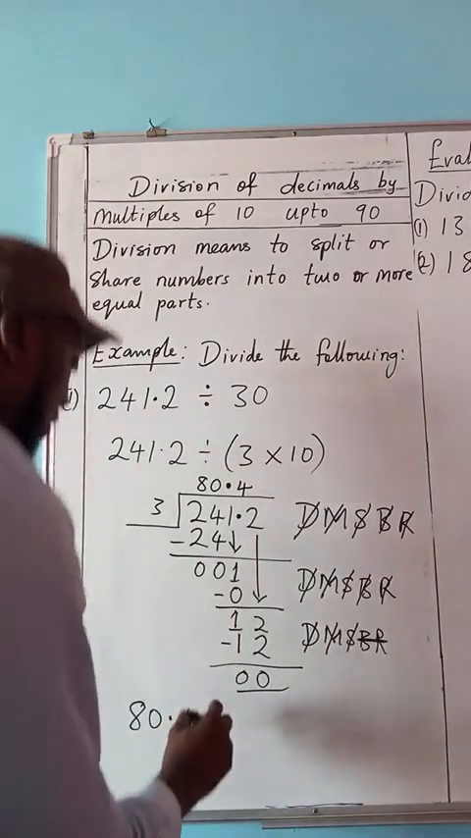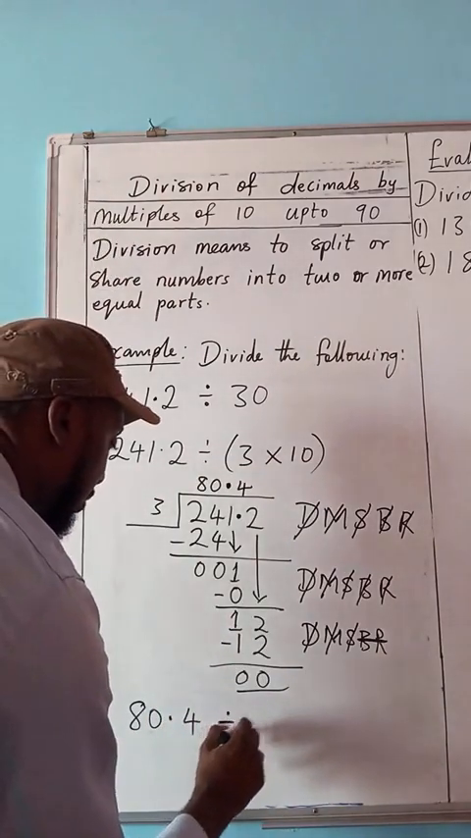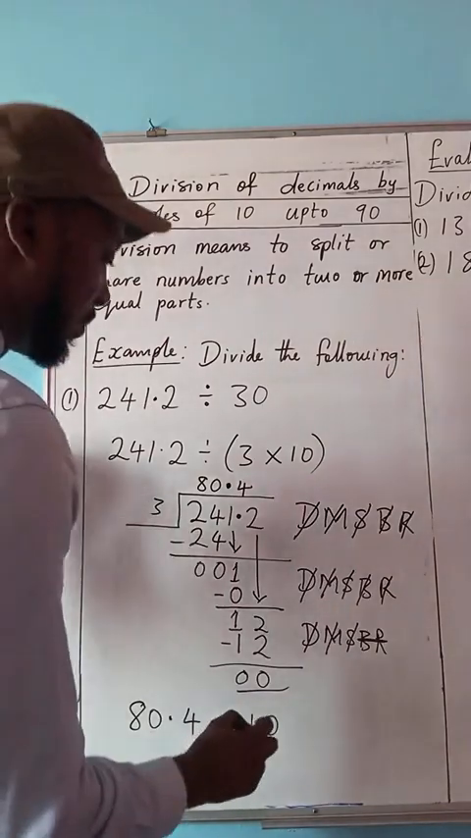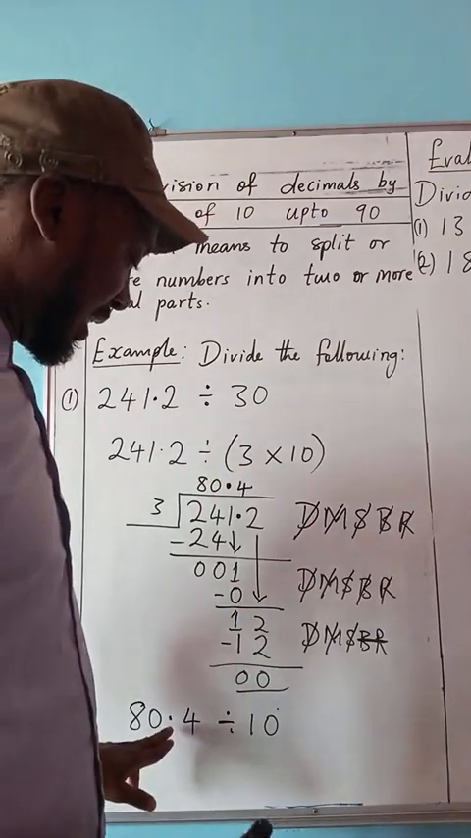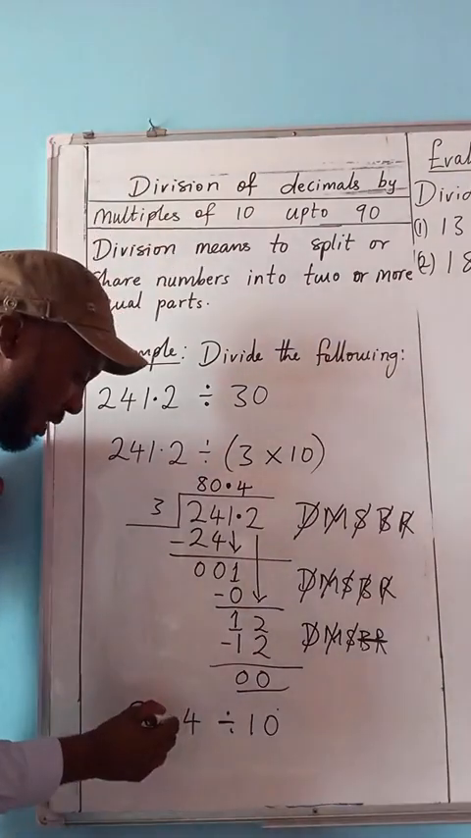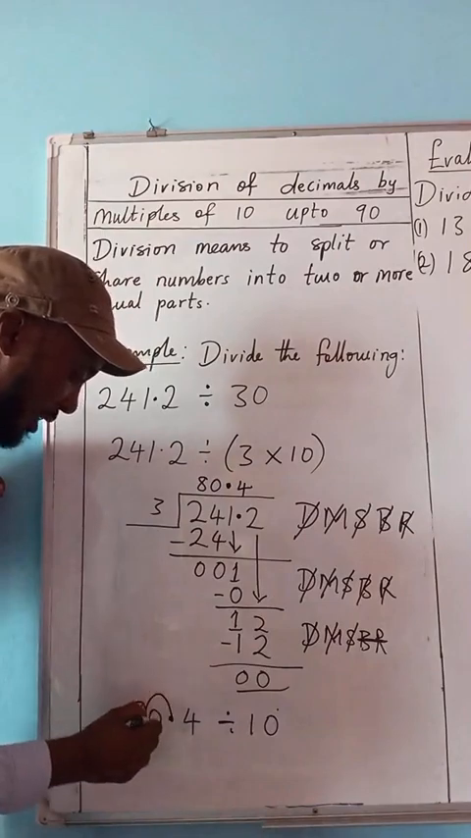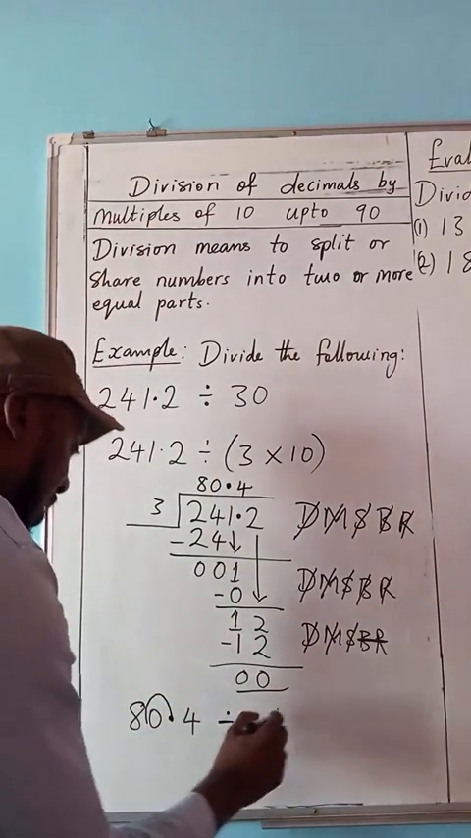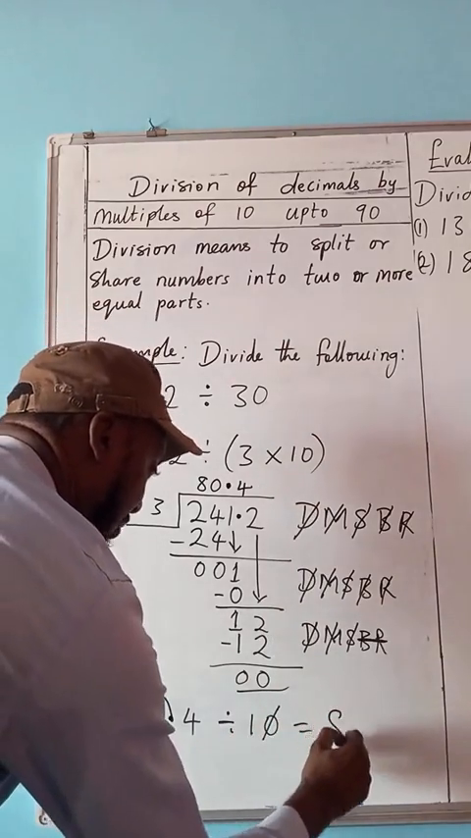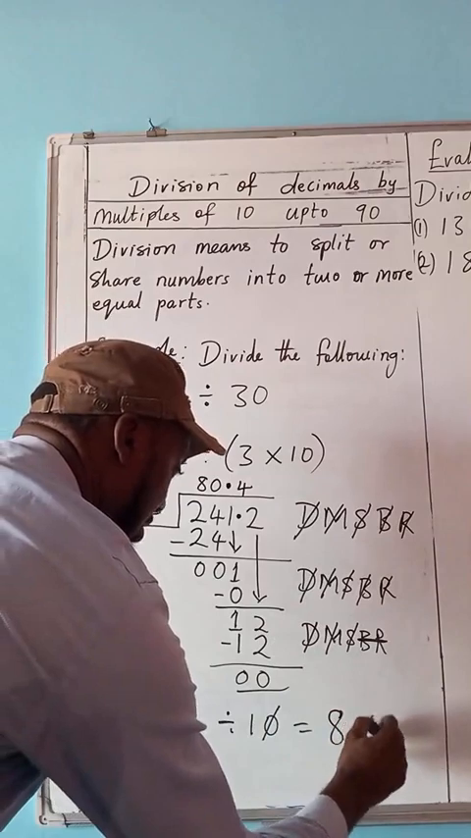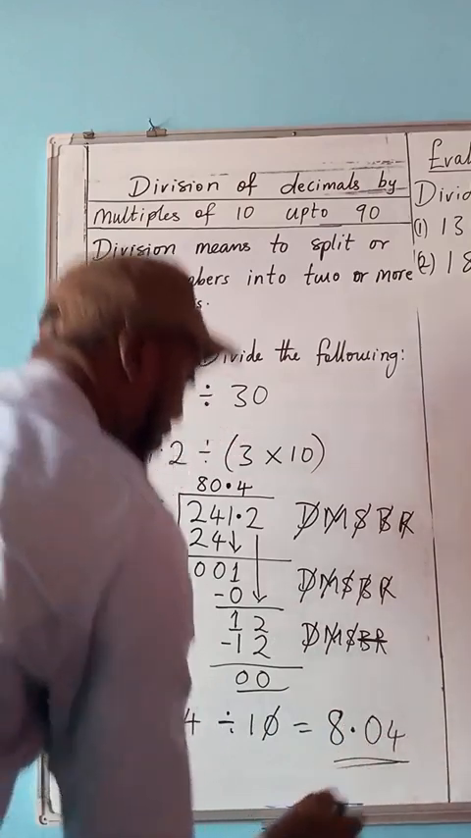Now, when we use 10 to divide this number, it will move the decimal point to the left-hand side. Therefore, when it moves the decimal point to the left-hand side, we now have 8.04. This becomes your answer.